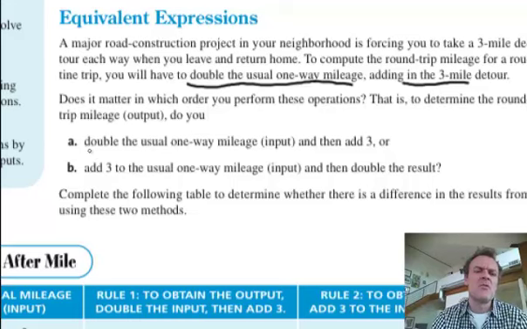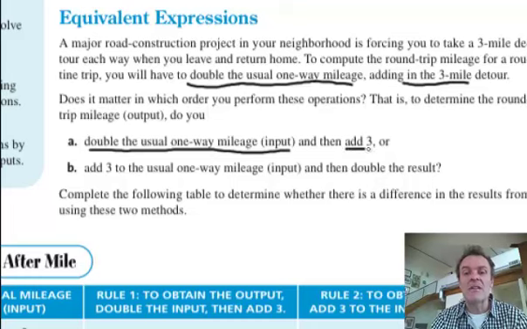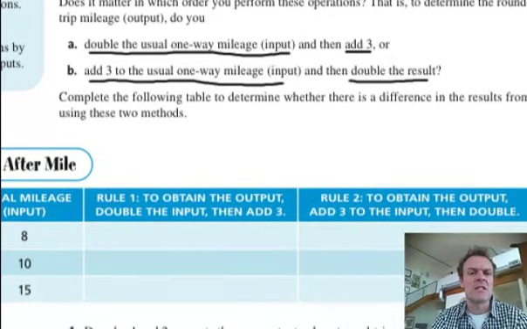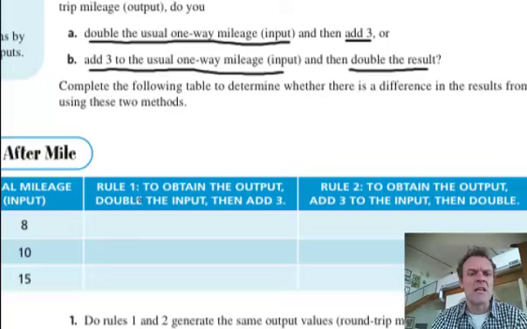So if you double the usual one-way mileage, that's the input now, remember, and then add 3, or you're going to add 3 to the usual one-way mileage, the input like the x value, and then double the result. Let's just take any number. Let's have a look. 8. Obtain the output: double the input, and then add 3. So here's the 8. If I double it, I get 16. If I add 3, I get 19. Let's just do it with the 10. If I double it, I get 20, and add 3, I get 23.